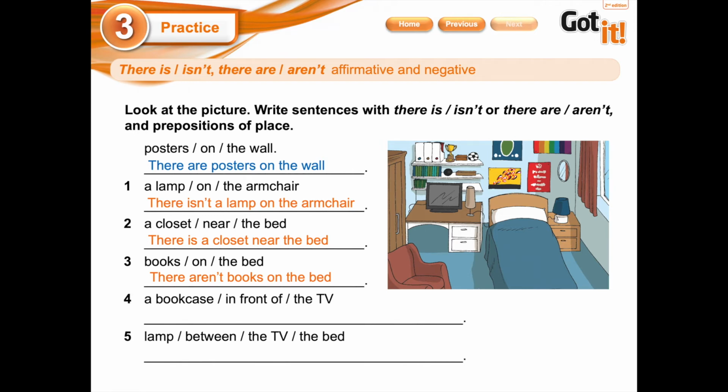Let's go with number 4. A bookcase in front of the TV. What things do you have in front of the TV? Nothing. It's only the armchair. So there isn't a bookcase in front of the TV. And finally, number 5, that says a lamp between the TV and the bed. Here you have the lamp, TV, and bed. So there is a lamp between the TV and the bed.